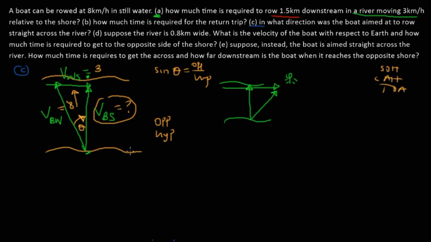Now the sine theta is equal to opposite, which is 3 upon 8. It implies that angle theta is equal to the arc sine of 3 upon 8. The arc sine of 3 upon 8 is 22 degrees. Oh, sorry, this is not supposed to be so.